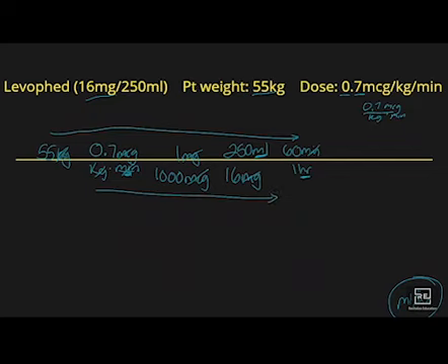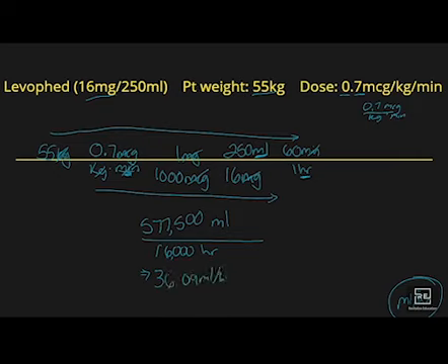So when we multiply that out, what we end up getting is 577,500 mLs, and on the bottom, it's 16,000 hours. Now that's a pretty ugly number, and we can simplify that even further. When we divide 577,500 mLs by 16,000 hours, what we end up with is 36.09 mLs per hour. So that's what your pump should be running at.